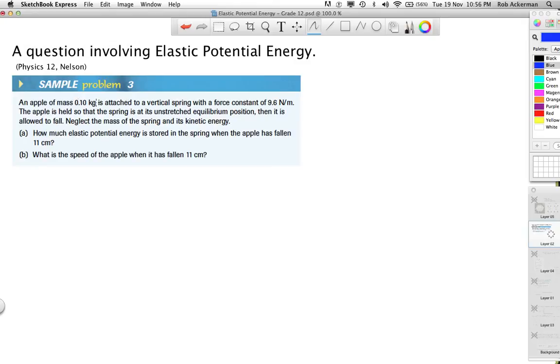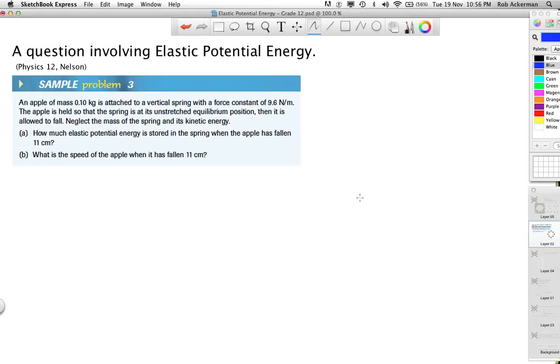So there's an apple which is attached to a vertical spring, force constant 9.6 newtons per meter. The apple is held so that it is on the spring at the unstretched equilibrium position, and then it is just allowed to fall. It's let go of.